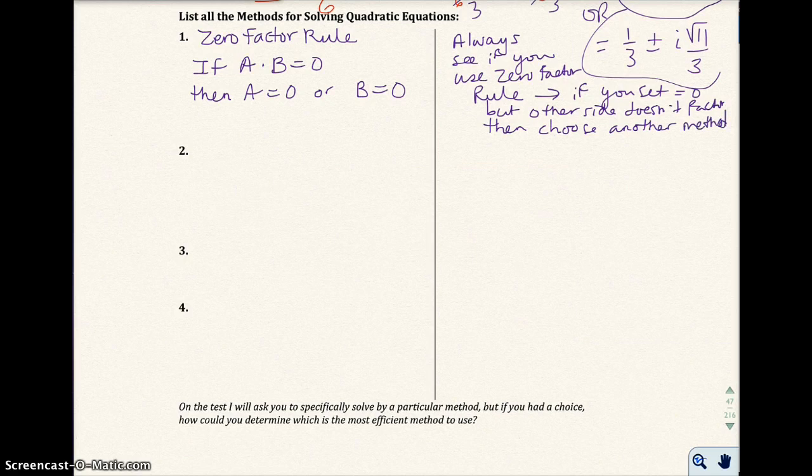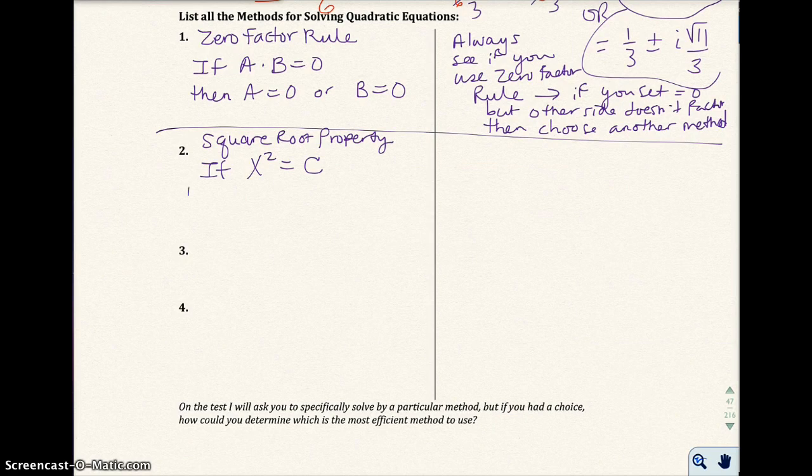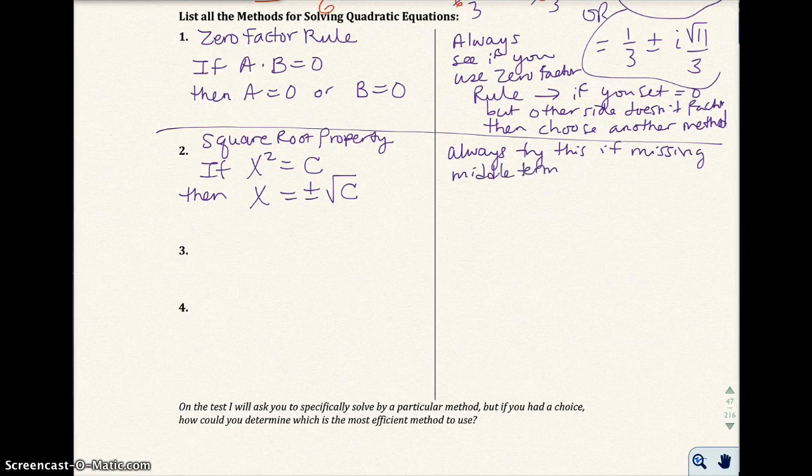Okay, the second method we learned was the square root property. And we saw that if something squared equals a constant, then we know that that something is equal to plus or minus the square root of that constant. Okay. I always try this if there's a missing middle term, or a special case.